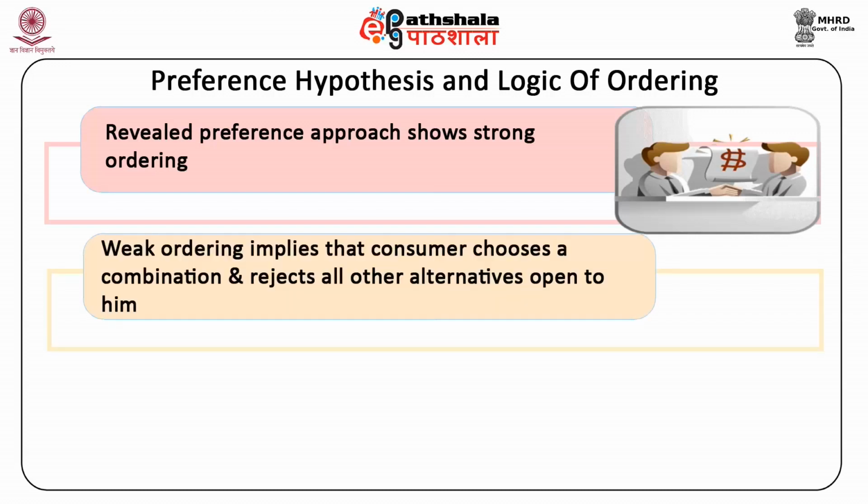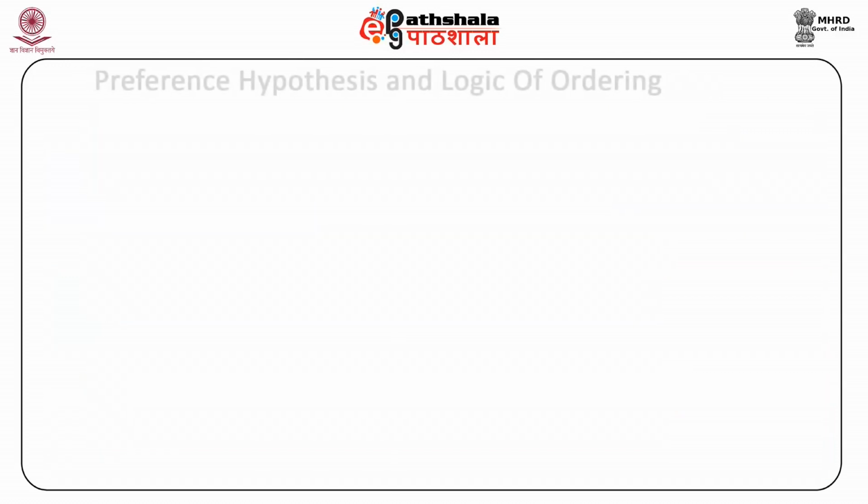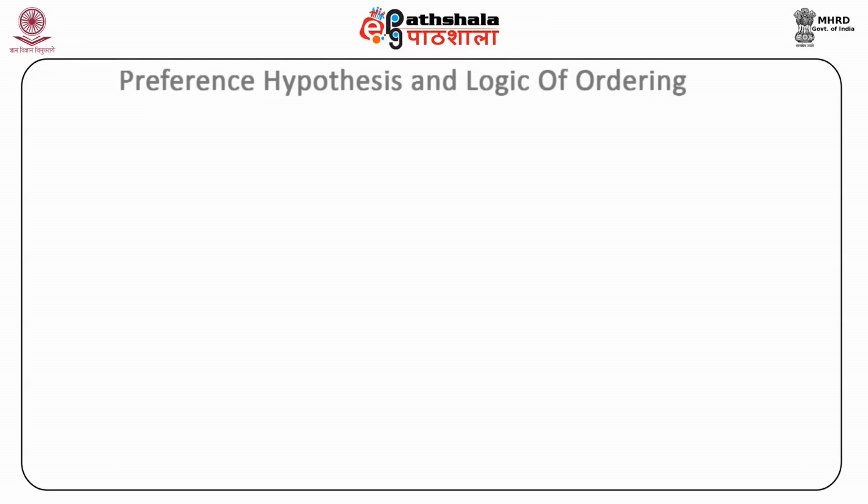Weak ordering implies that if the consumer chooses a combination and rejects all other alternatives open to him, then the rejected combinations need not be inferior to the position actually chosen but may have been indifferent to it. The strong and weak ordering is shown in the figure.